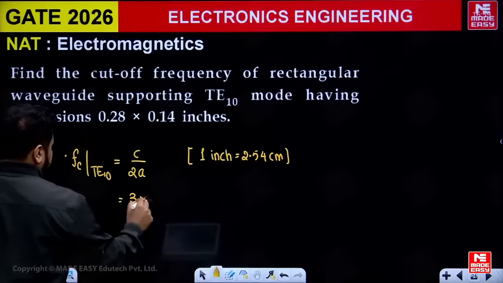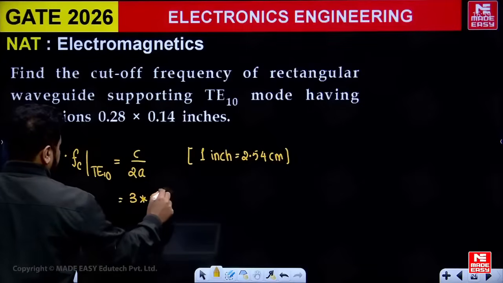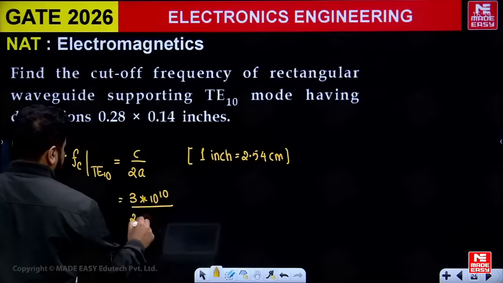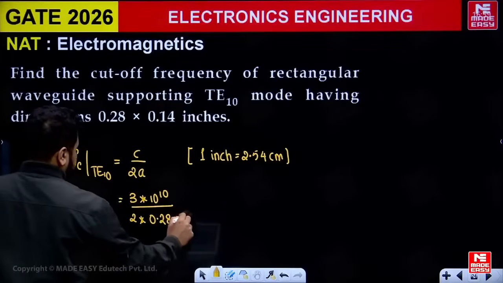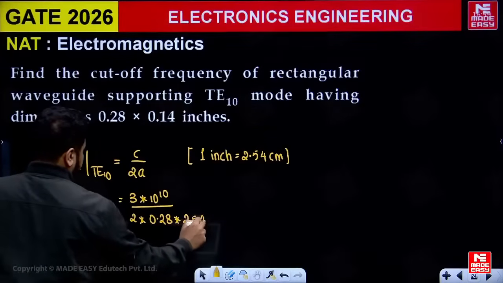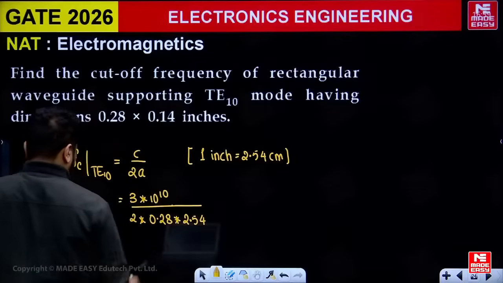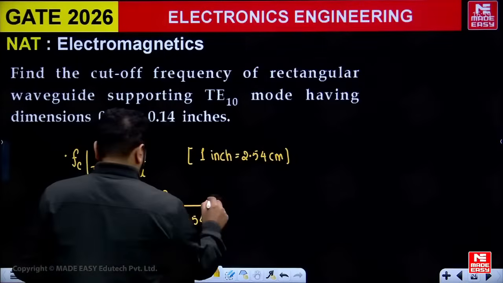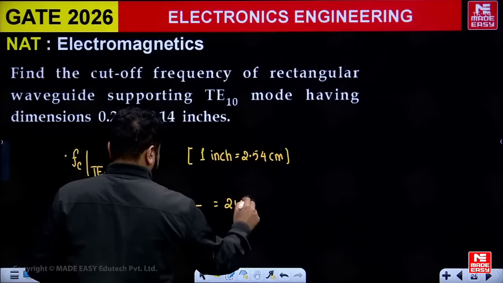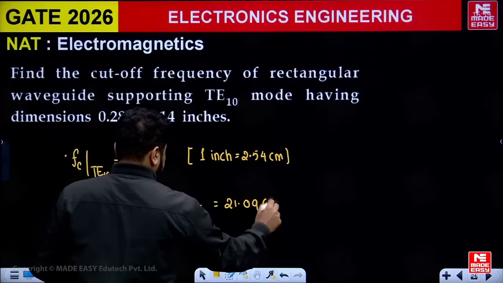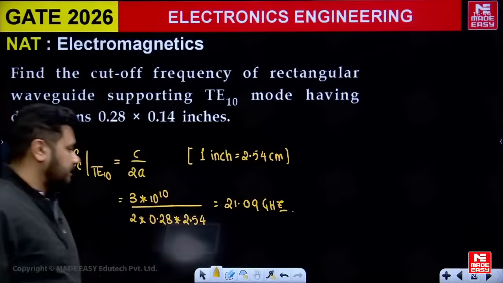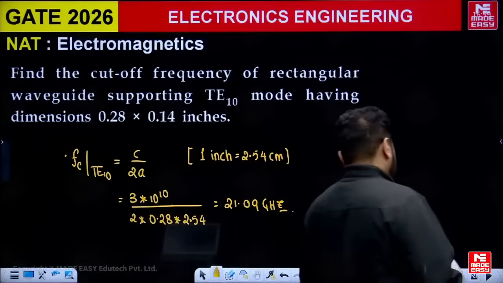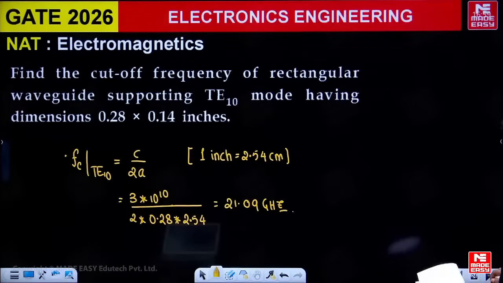So this is 3 into 10 to the power 10 upon 2 times a. What is a? 0.28, converted into centimeters, times 2.54. Now when you solve it, you will get 21.09 GHz. Now it depends upon the actual data. So whatever data we have got, based on that I'm solving the question.